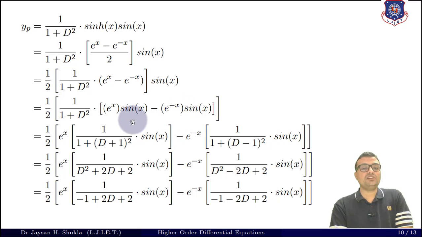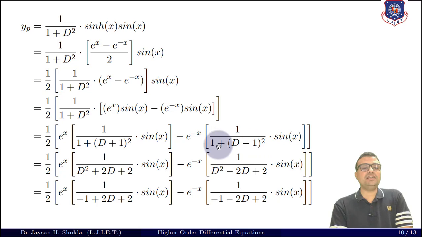And then in the first part, I consider this e raised to x outside. So it will replace d with d plus 1. So 1 upon 1 plus d plus 1 whole square. And in the second part, it will replace d with d minus 1. So 1 plus d minus 1 whole square.